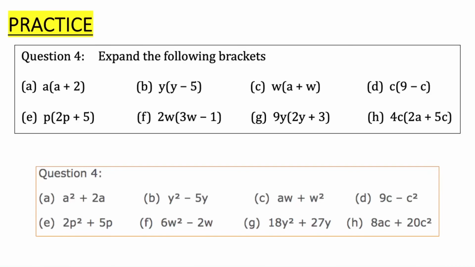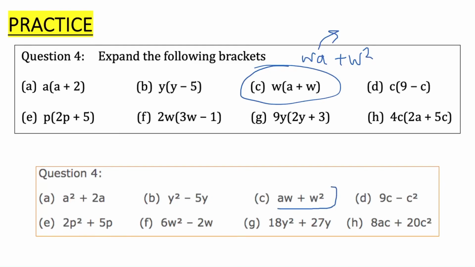I just wanted to point out the answer for part C. So for part C, we wouldn't write WA add W squared, because remember, we need to write the letters in alphabetical order. So like they have done here, they have written it as AW add W squared. So we wouldn't write WA, we would write AW.